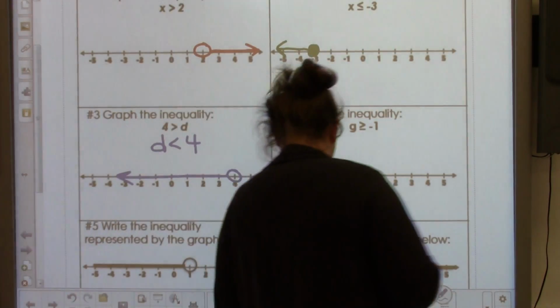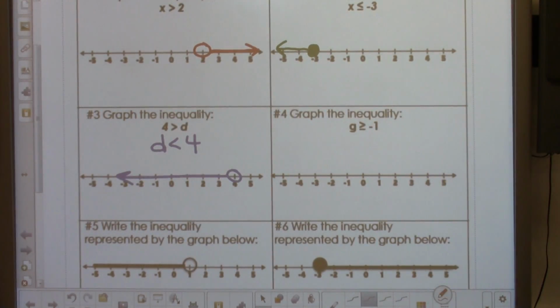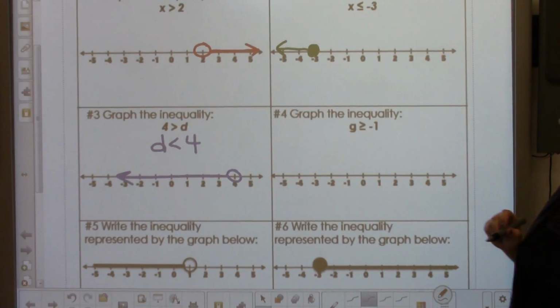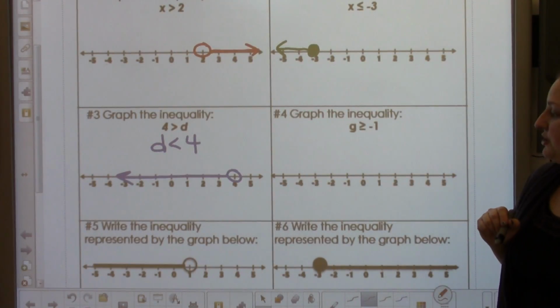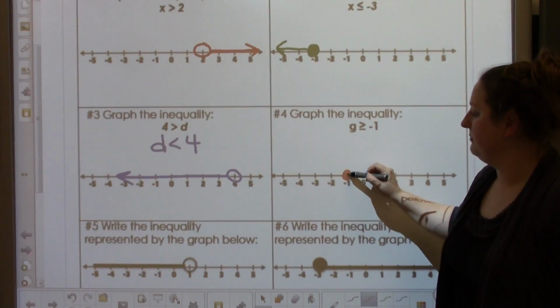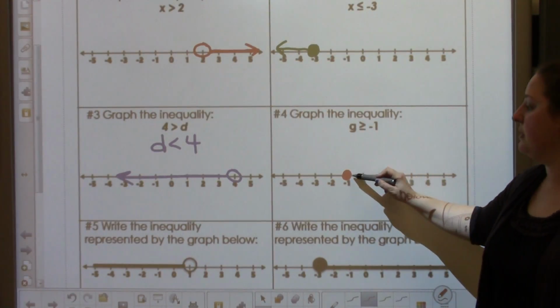All right, next one. Graph this inequality. G is greater than or equal to -1. So that means we have a filled-in circle at -1, and the numbers greater than -1 are to the right.